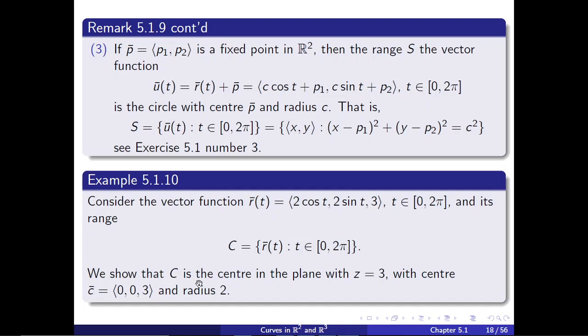So what we want to show is that C is a circle in the plane z equals 3, with its center at (0, 0, 3) and the radius is 2. We can see from there that the radius has to be 2, and this tells us that it's not on the origin, but on the plane z equals 3. We'll see that in a moment.